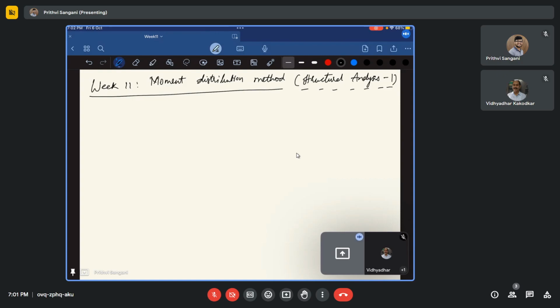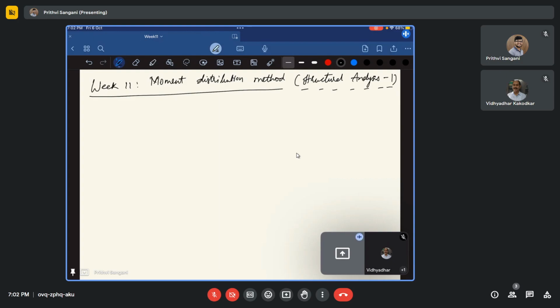This is week 11. So in this session, we'll be discussing how to solve indeterminate structures using the moment distribution method. So far, in the last few classes, we were discussing structural analysis of indeterminate structures. First, we started with the flexibility method. The flexibility method makes use of the compatibility equations. Using the compatibility equations, we try to solve for the unknown reactions, like the redundant forces.